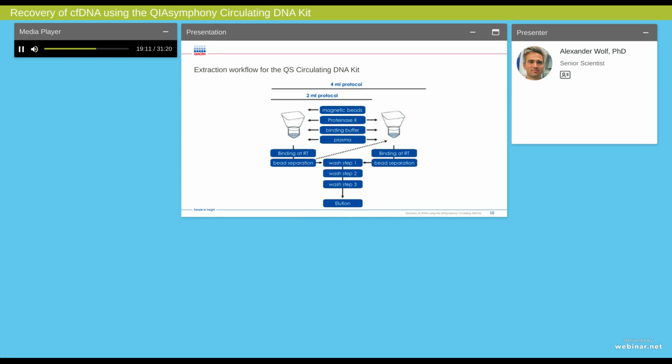After binding of the DNA, the beads are subjected to 3 wash steps before the purified cell-free DNA is released into solution during the elution step.